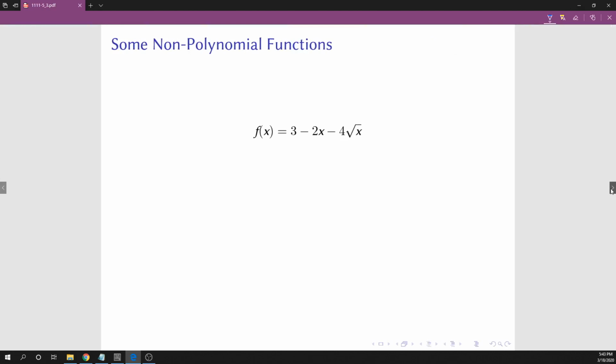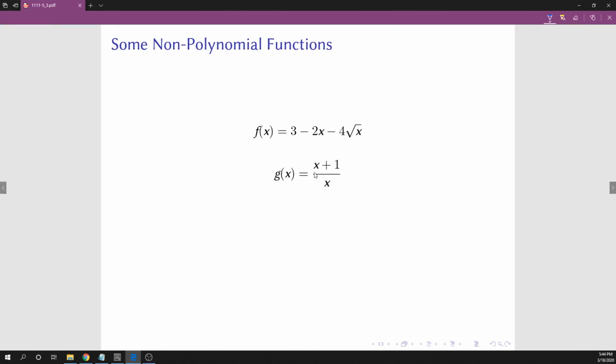All right, so it is also helpful to take a look at some functions that are not polynomials. First off, this one is not a polynomial because of the square root. This 3 is okay, the minus 2x is okay, and the minus 4 is okay. Everything's good except this square root right here. The square root is really a fractional power. Square rooting x is the same as raising x to the 1/2 power, and in polynomials you can't have fractional powers like that.